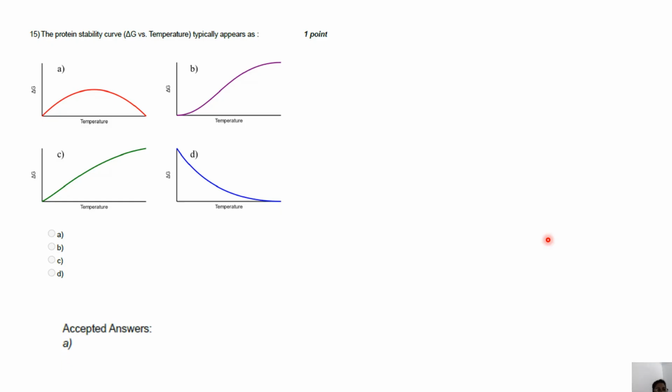Okay, so the right answer will be A. Now we'll discuss why it will be A. Knowing an answer is not enough. We need to know why that answer is the correct one. So here we are talking about the protein stability curve, or delta G versus T, and how it is typically shown.